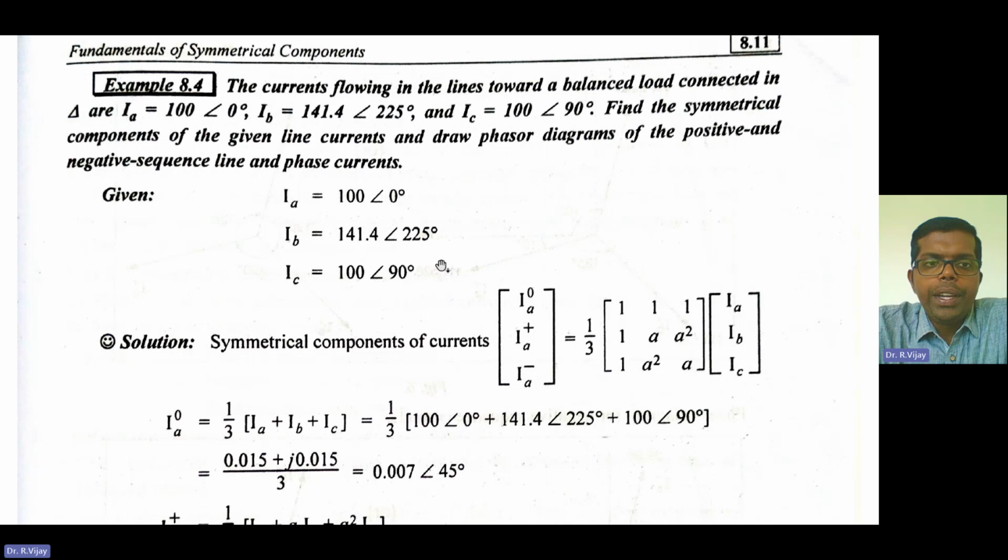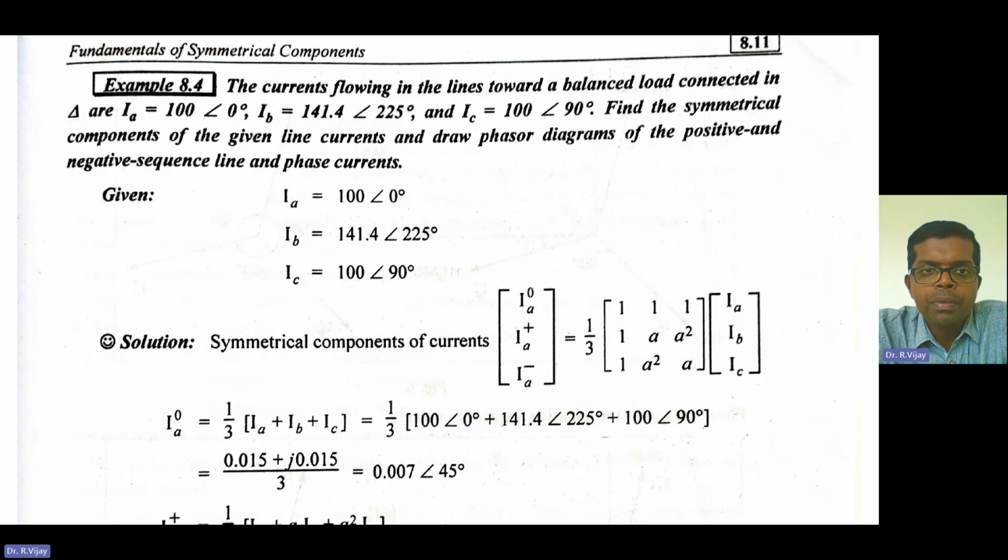Today, we are going to see the problem on symmetrical components and how to draw the phasor diagrams. Sometimes in a 10-mark question, they may ask how to draw them, because symmetrical component currents you already know how to calculate. But we didn't see the problems on phasor diagrams. So they may ask this kind of question in the 10-mark question.